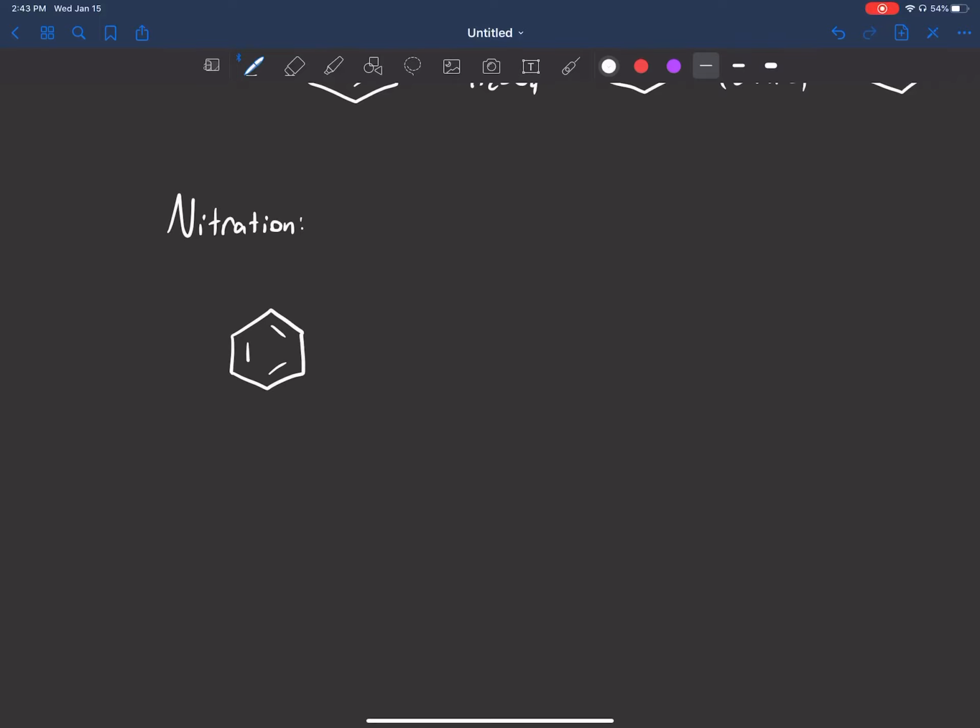Benzene, HNO3 over H2SO4, and what that's going to do is it puts this NO2, this nitro group, on it. Okay? So that's the general idea of the reaction.